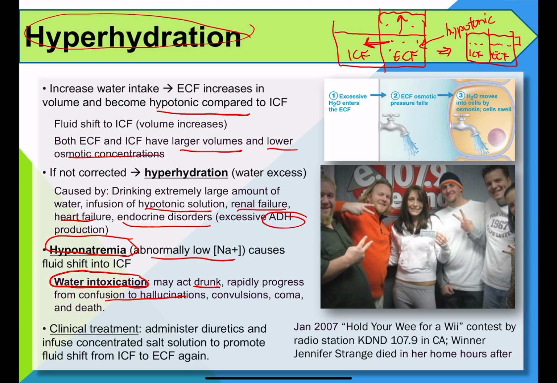Clinical treatment for hyperhydration would be sort of the opposite of dehydration. You would administer diuretics to allow the person to pee as much of the fluid as possible, and infuse concentrated salt solution, hypertonic solution, to promote the fluid shift from ICF to ECF, so you can pee all of it out. You can't tell your cells to release all that water. The best way to tell all your cells collectively to release water from the ICF is flooding your ECF with hypertonic solution, so that all that salt is going to drive water out of the ICF into your ECF, and in a sense into your kidney, out of your body in urine.